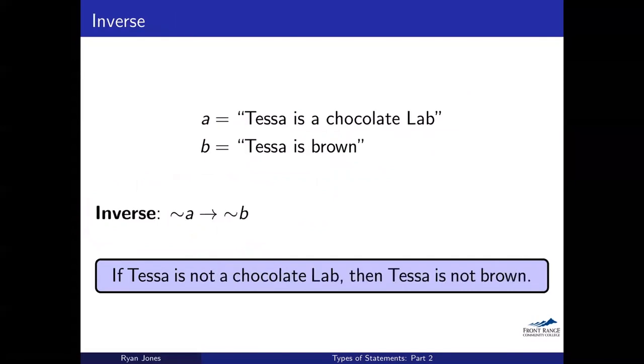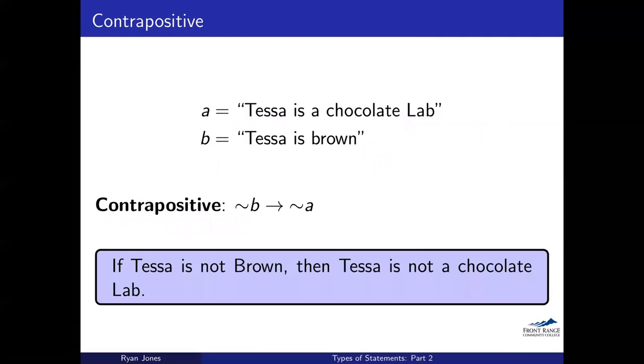If I told you to write down the inverse, you don't do any flipping of the order of the if-then statement, but you just put a not in front of everything. You negate the A and the B separately. So A is that Tessa is a chocolate lab, B is that Tessa is brown. But here I'm going to say, if Tessa is not a chocolate lab, then Tessa is not brown. And that's the inverse statement.